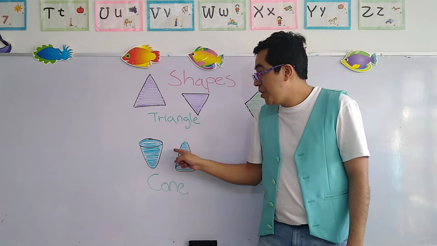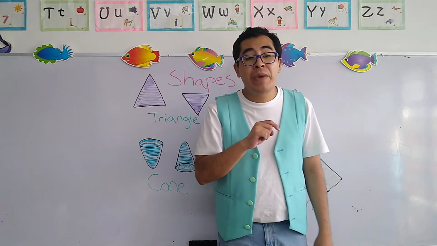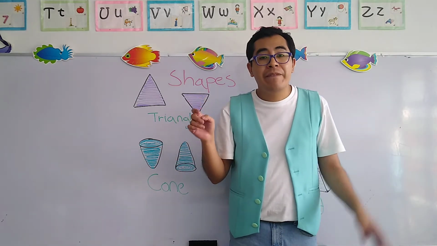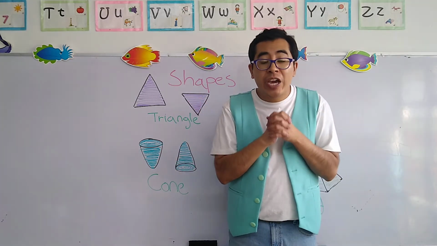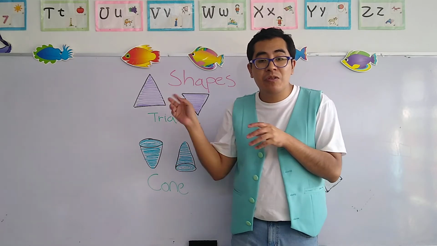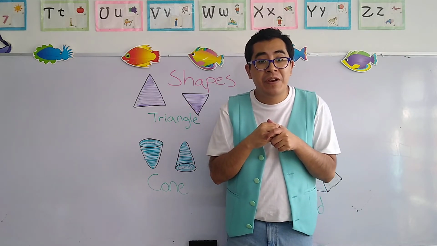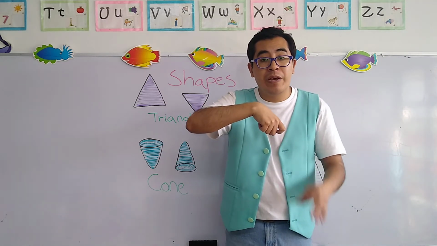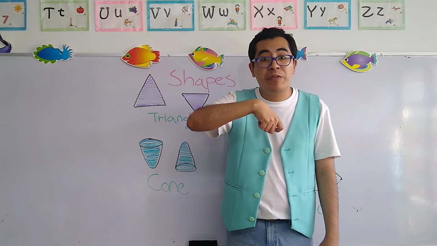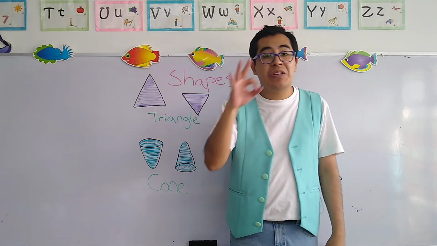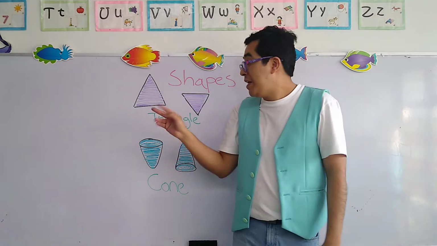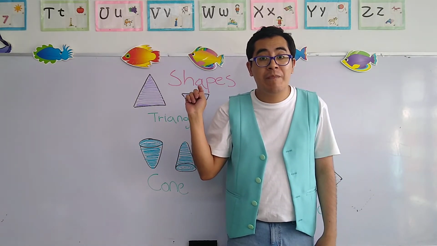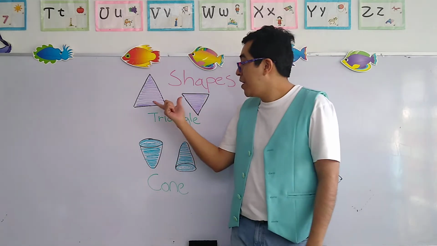Now, let's continue with the cone. Like you mentioned, my children, the cone and the triangle have very similar shapes. The difference here is that it's in a three-dimensional form. Está de forma tridimensional. Es un cuerpo tridimensional. Quiere decir que contiene una tercera capa. In the case of the triangle, it's only two-dimensional. Solamente tiene dos dimensiones. We cannot pick it up.